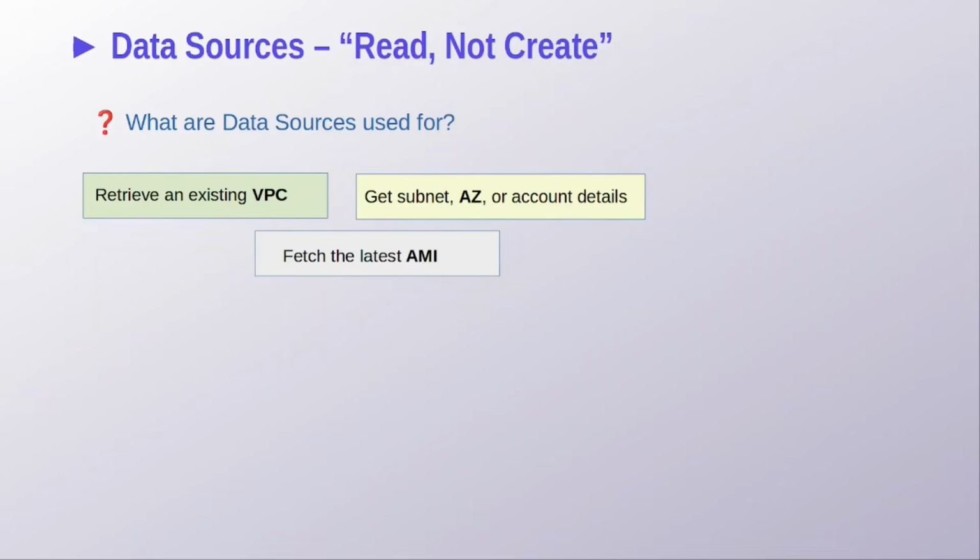Data sources are used to read information from existing infrastructure without creating anything new. For example, get an existing VPC, find the latest AMI, read subnet or account information.